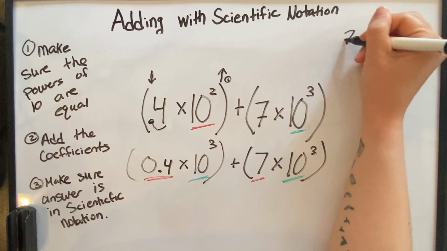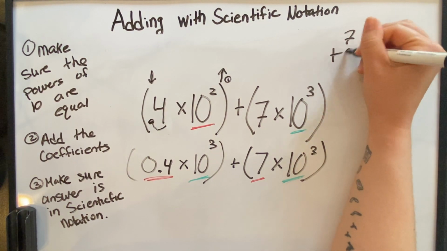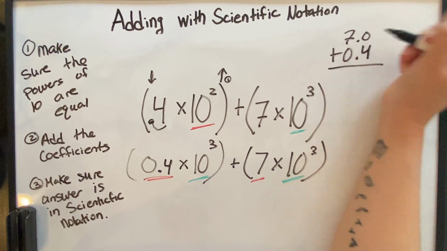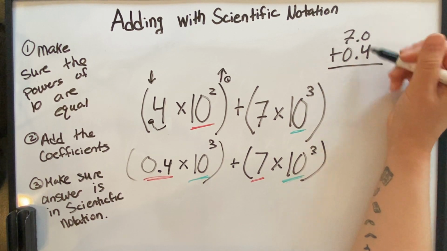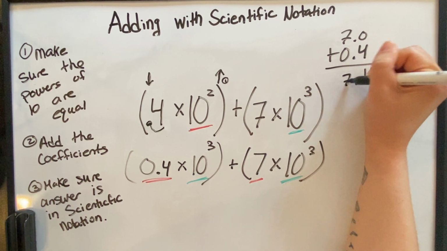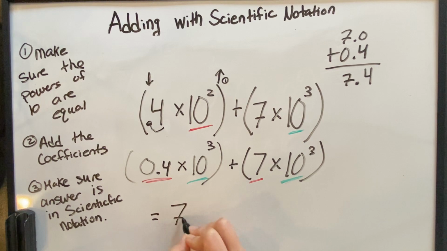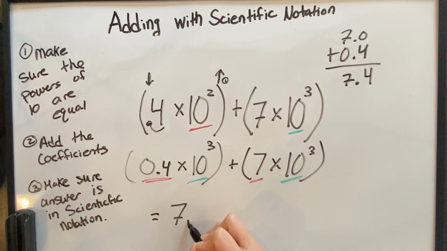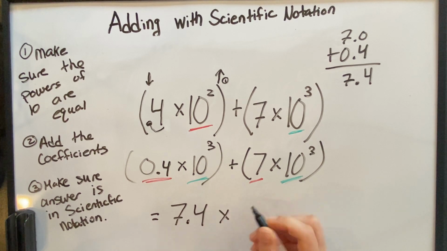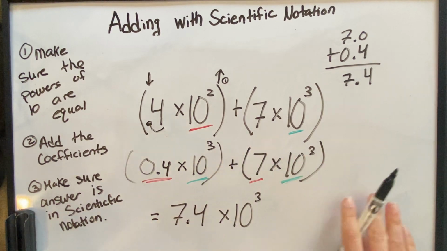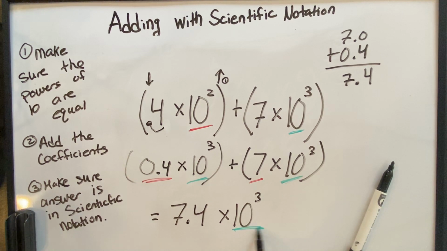So we're going to add those. We're going to do 7 plus 0.4. And remember, a whole number is really 0.0 in the 10th place. So that would be 7.4. 7.4 times 10 raised to the 3rd power. So this became the same.